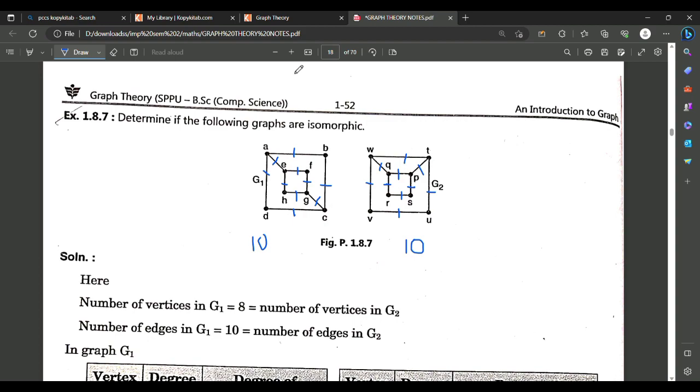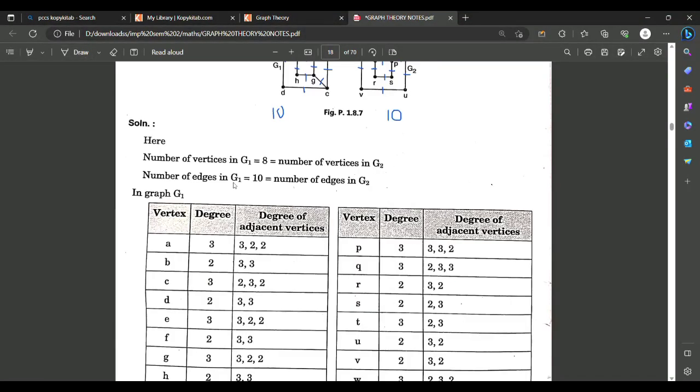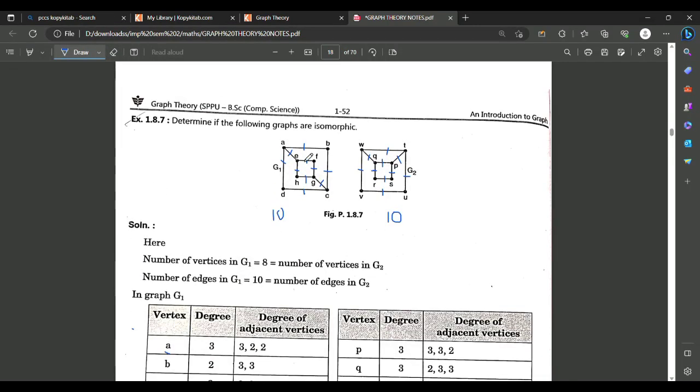Now we will go for the next step. Here we will take a table like this and we will write all the vertices, their degree, and the degrees of their adjacent vertices. Let us take an example from here only. Let us take A.